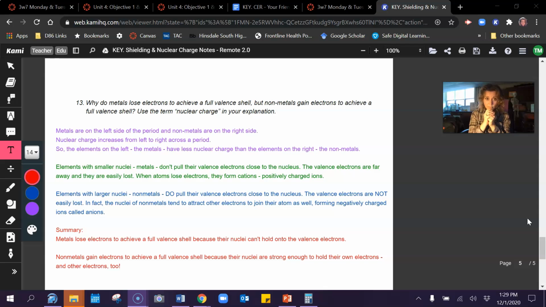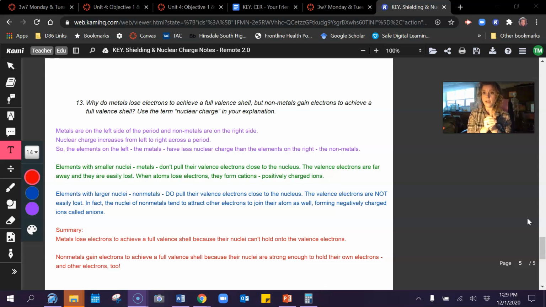So the nuclei of nonmetals actually are so strong that they have a tendency not only to pull their own electrons in very close, but they also have a tendency to attract other electrons to join their atom as well. So nonmetals are going to gain electrons in order to achieve a full valence shell and form negatively charged ions called anions. And the whole reason for that is because they have bigger nuclei, and the nuclei are strong, and they're able to pull electrons into the atom.